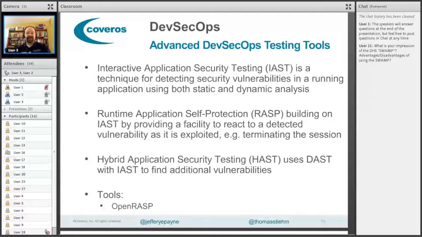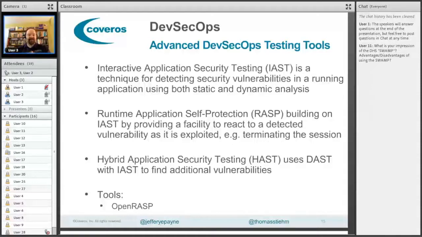Hybrid application security testing, or HAST, is really using DAST and IAST together to try to find and correlate bugs, and sometimes you even pull in information from a SAST scan where you're looking at all the inputs and saying, if we find it using this hybrid approach, then we really know this is a vulnerability that we need to fix, and it helps us prioritize that.